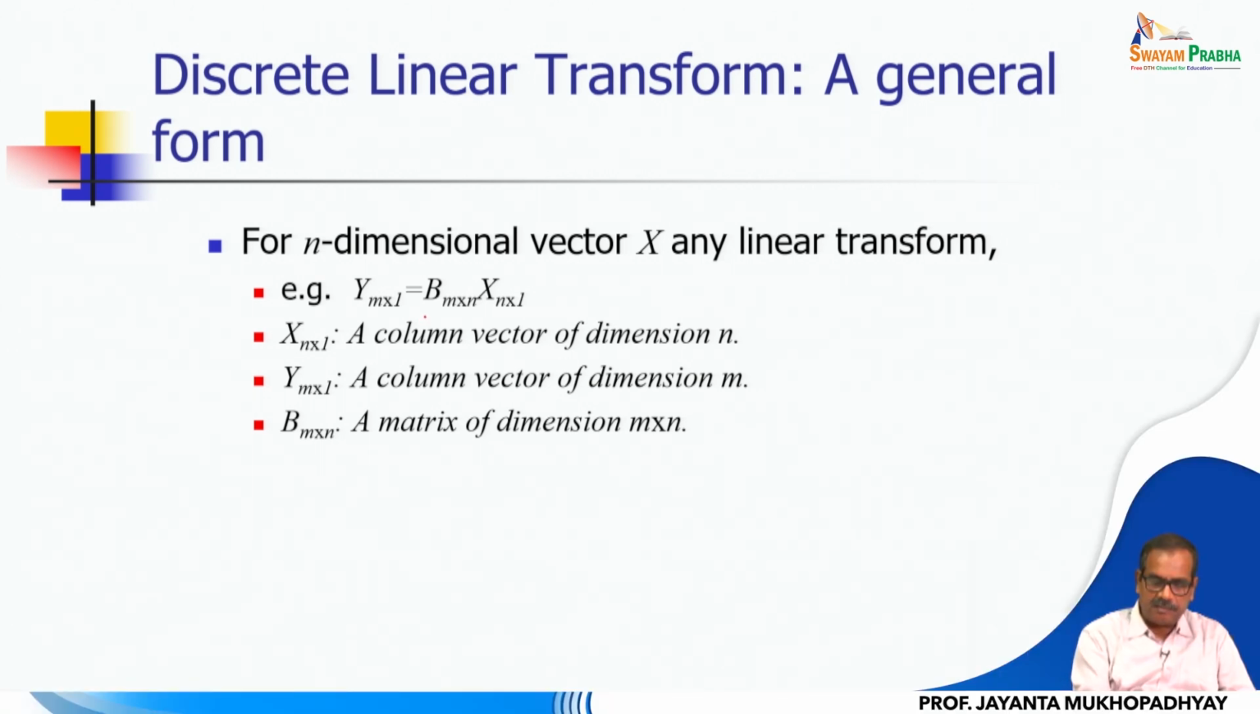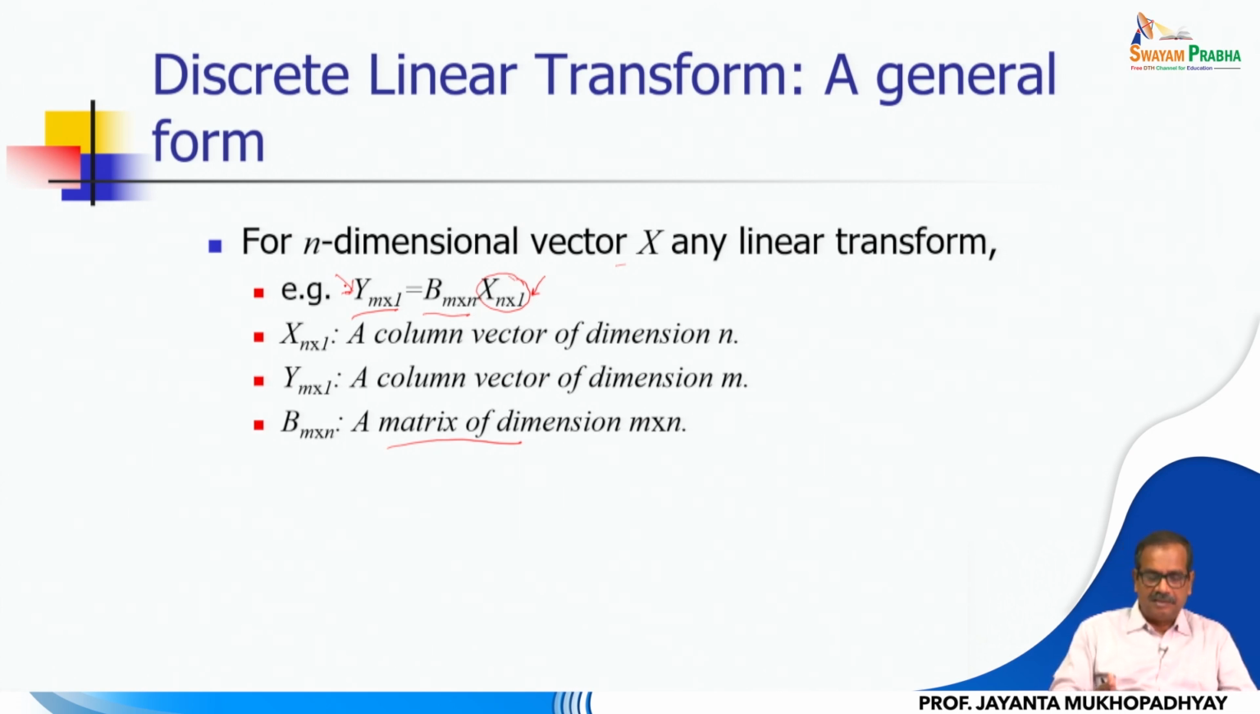You consider this particular matrix multiplication. Say this is your n cross 1 vector, which is a column vector, and which is your corresponding functional representation, as I was mentioning. So x is that input vector, and this is a transformation matrix whose dimension is m cross n. If I multiply this column vector with this transformation matrix of m cross n, I will get another column vector of size m. So this is the transformation. I have an n dimensional vector and I am transforming it to an m dimensional vector. So this is the linear transformation.